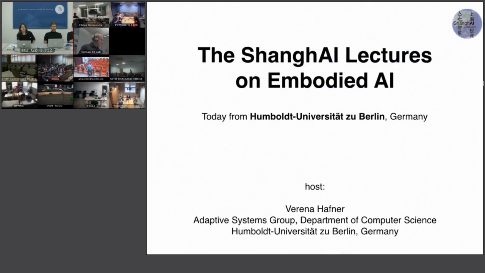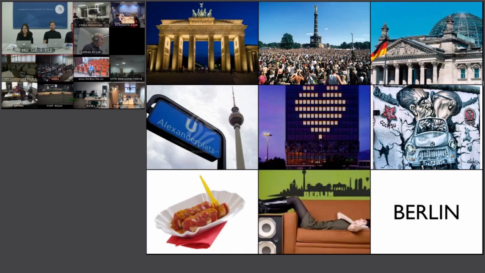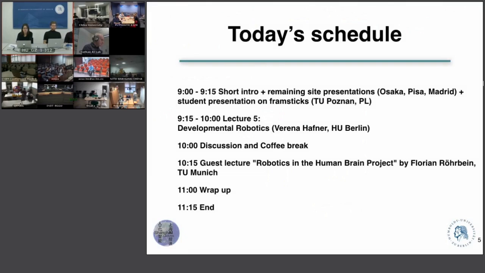If you remember, last week we were talking about evolution, and this week the topic is developmental robotics. So let's go quickly through today's schedule. We start with a short introduction and also the remaining site presentations. I think it could be Osaka, Pisa and Madrid, but also Australia, maybe. And afterwards we have a student presentation on Framsticks. That's an evolutionary simulator, which very well fits last week's topic, from Poznan in Poland.